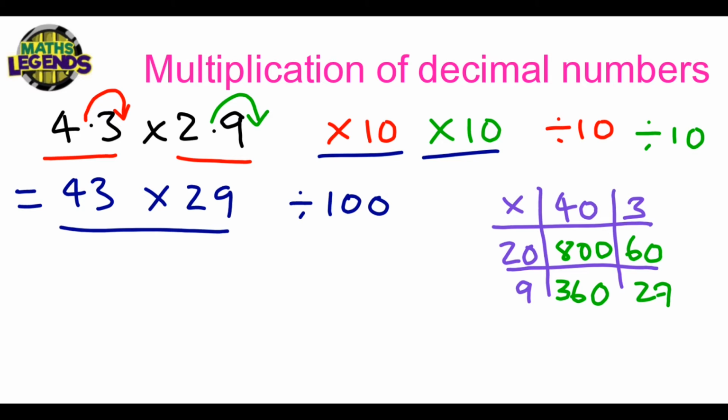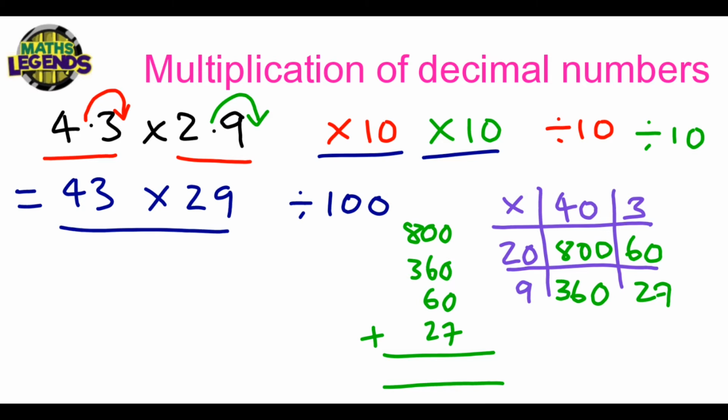We then add the numbers we just wrote, so 800, 360, 60, and 27. Starting with the right hand side column, zeros plus 7 is 7, 6 plus 6 is 12, add the 2 is 14, and the next column is 8 plus 3, which is 11, plus the 1 gives us 12. So it's 1, 2, 4, 7.